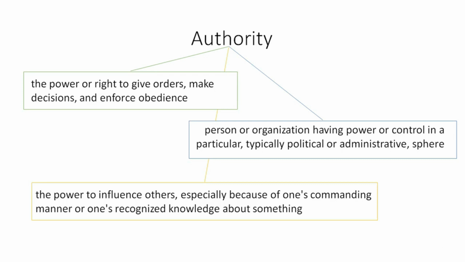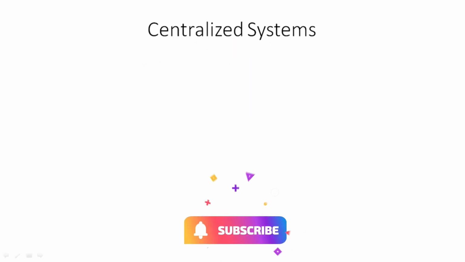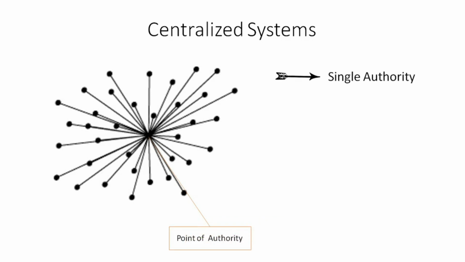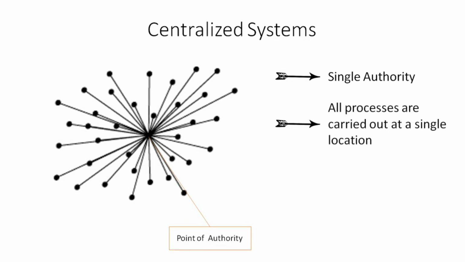So let's start with the first type, centralized systems. Now, centralized systems have just one point of authority, and this is where all the control is concentrated. All the processes or the decisions are carried out in this single location. However, this makes the system extremely susceptible to collapses. Meaning, any disruption in that one single center of authority can collapse the whole system.